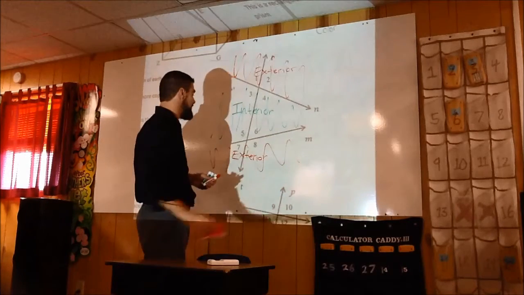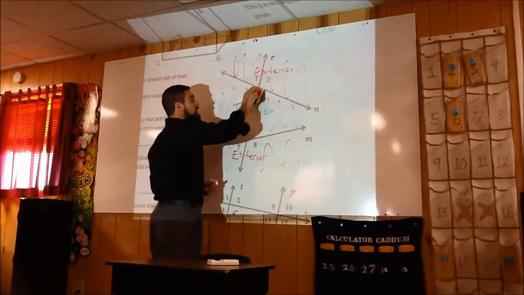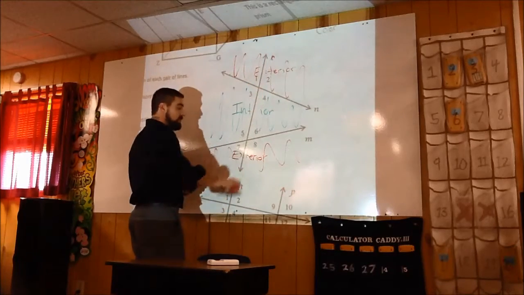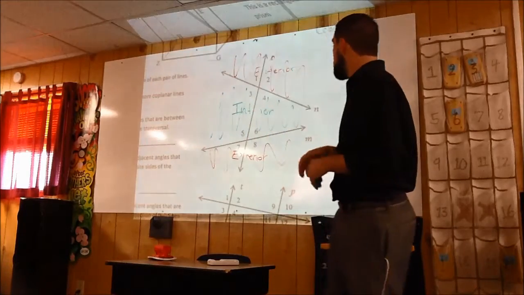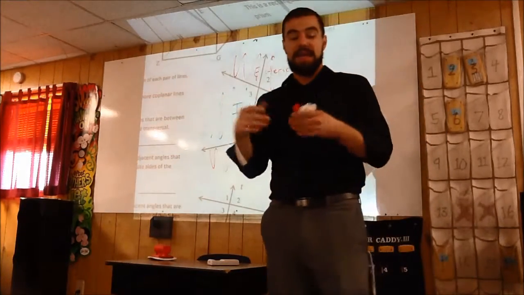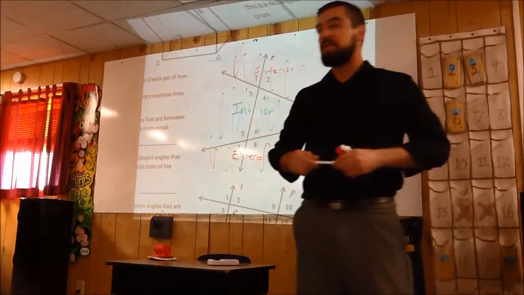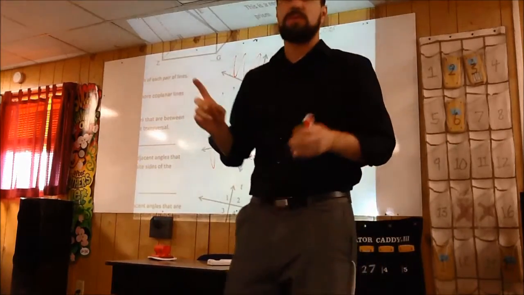How many angles are in the exterior of this diagram? 4. Also 4. So the way that I've numbered these, angles 1, 2, 7, and 8 are in the exterior of this diagram. Now I want you to trade one more time.